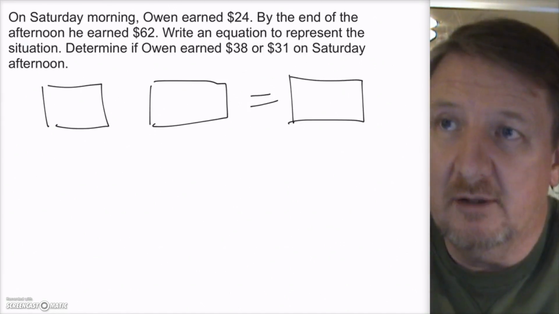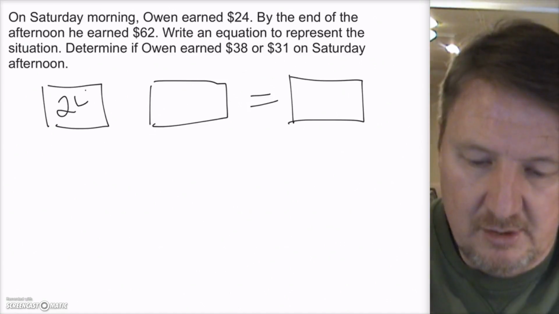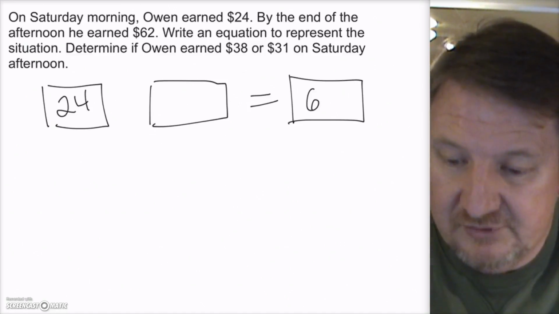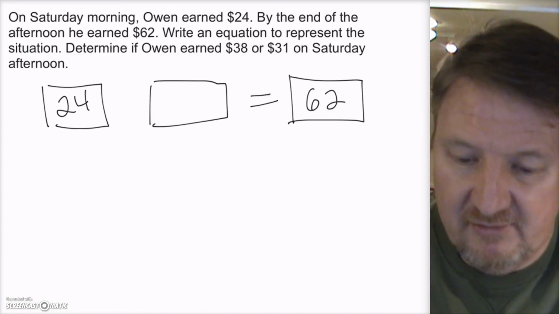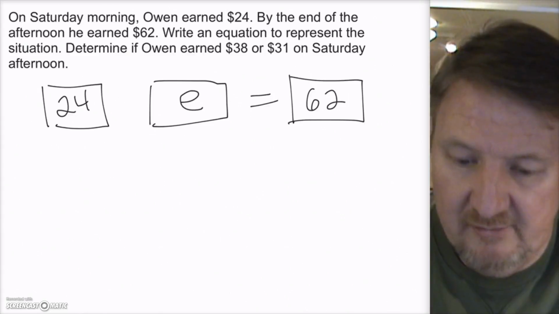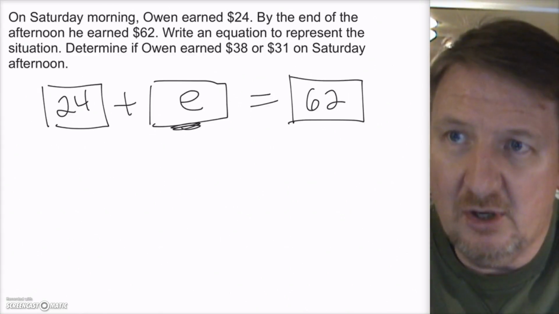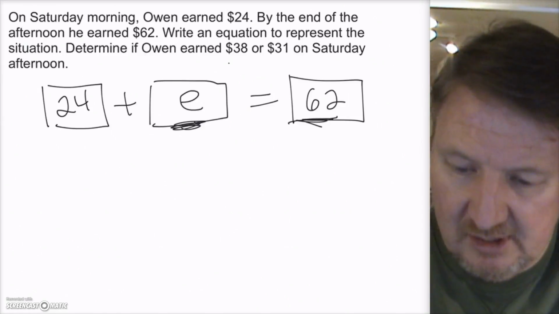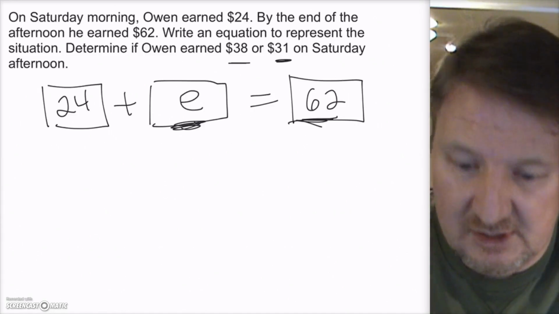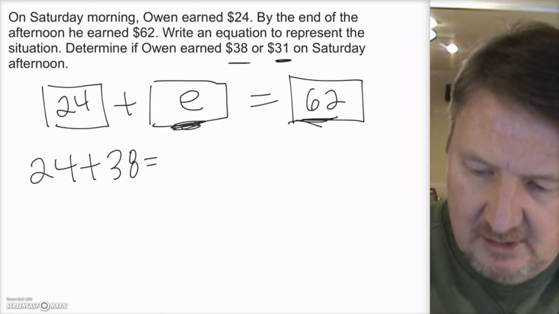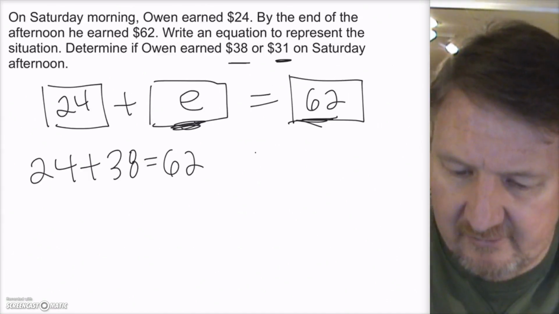So Owen earned $24. Okay, so I know in some part during the day he earned $24. And by the end of the afternoon, he had a total of $62. So what we need to do is find out, and let's use E for how much he earned. We need to figure out that $24 plus however much he earned is going to equal $62. So based on what we did in that last problem, we need to substitute 38 and 31 into the equation and see if they work. So 24 plus, let's start with 38, does it equal 62? And then we have 24 plus 31 equals 62.